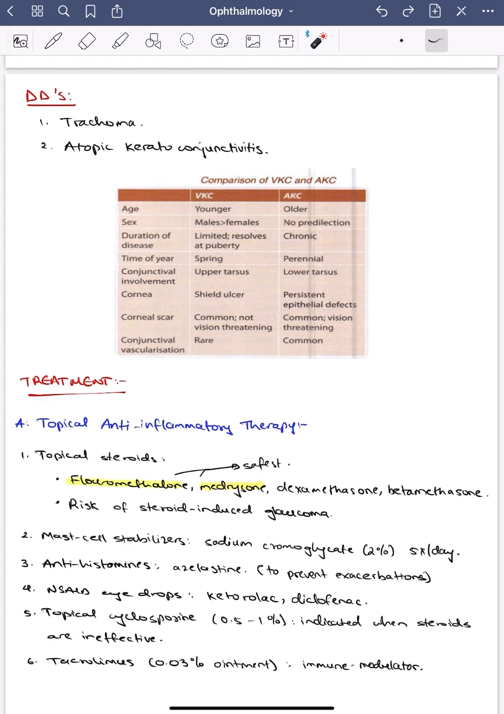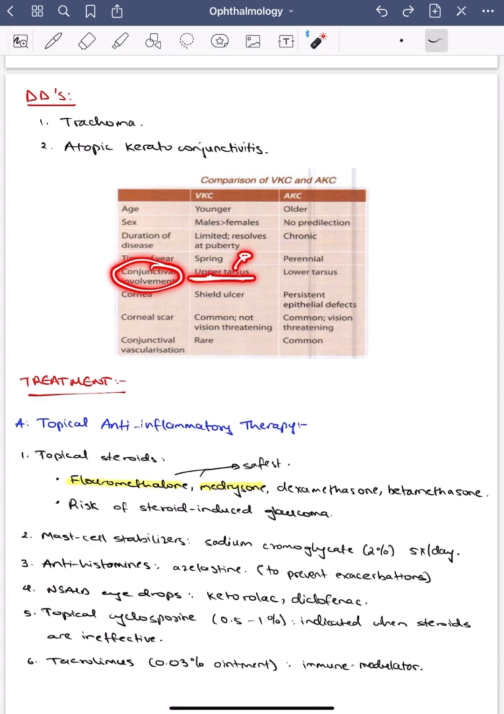Now let us look at how we can differentiate between VKC and atopic keratoconjunctivitis. VKC, we have discussed in the etiology, affects children between 4 to 20 years. So age, it is commonly in the younger population, whereas AKC is more common in the older population. We've discussed that males are more prone to VKC, but there is no predilection for AKC. The disease is limited, whereas in atopic keratoconjunctivitis it is chronic. Time of the year, spring or summer, and AKC is perennial. Conjunctival involvement, the upper tarsus is most commonly involved.